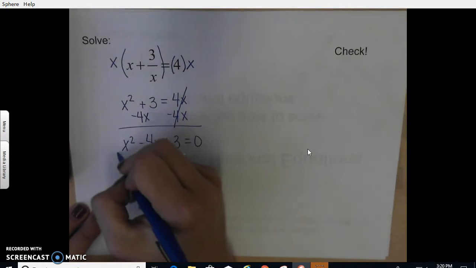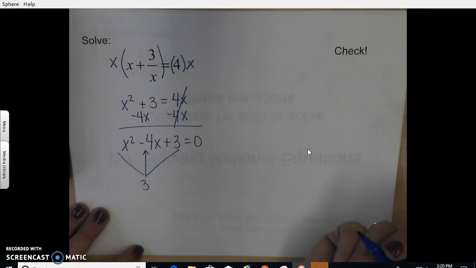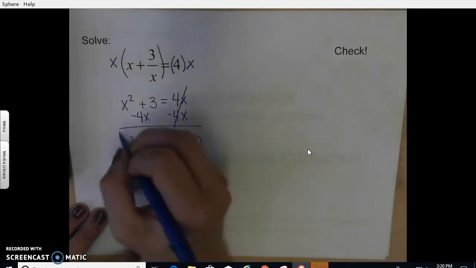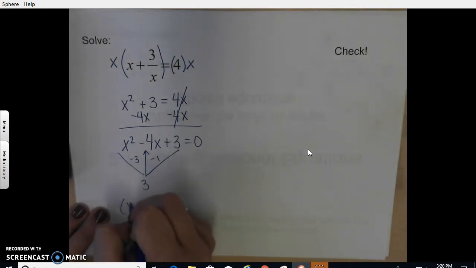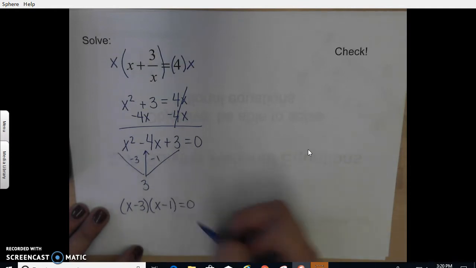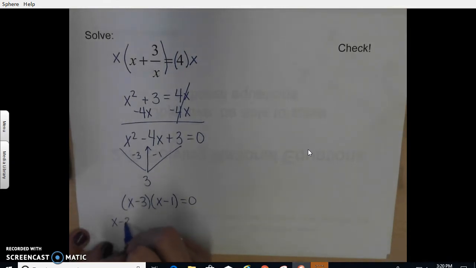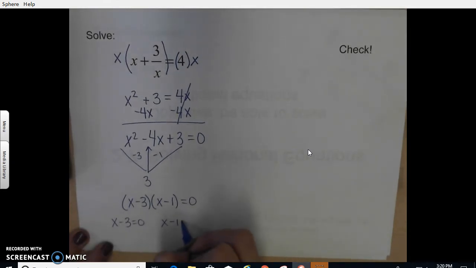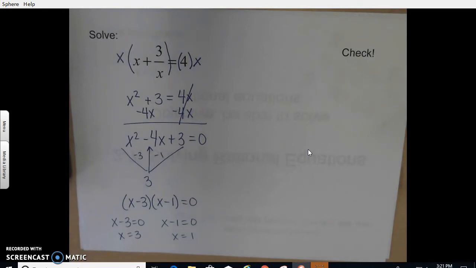I need to factor: what multiplies to 3 and adds to negative 4? Negative 3 and negative 1. So we have x minus 3 times x minus 1 equals 0. What do I do with each factor? I set them equal to 0 and solve. So x minus 3 equals 0, x minus 1 equals 0, x equals 1, and x equals 3. Before we can say those are our two solutions, we need to plug it back in and check.